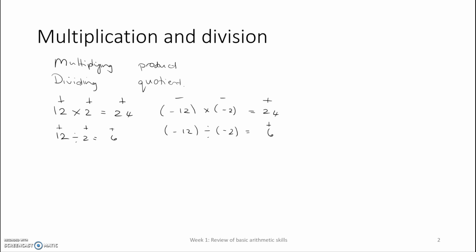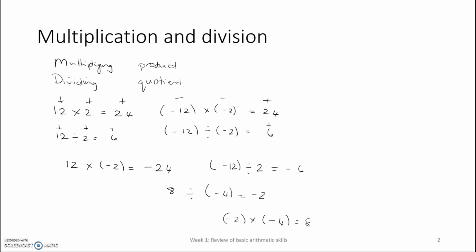But if we're multiplying or dividing a positive by a negative, or vice versa, then we get a negative. So if we say 12 times negative 2, that's negative 24. Or if we have negative 12 divided by 2, that's negative 6. 8 divided by negative 4 will give us negative 2. And if we go back the other way, negative 2 times negative 4 will give us 8. And we can check the other ones as well.